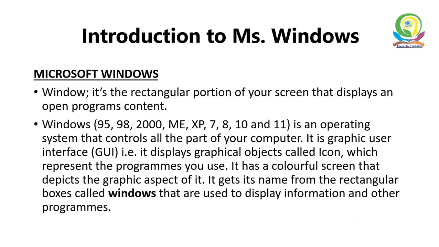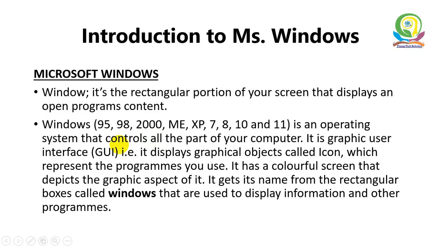So when it comes to Microsoft Windows, a window is the rectangular portion of your screen that displays an open program's content. Examples are Windows 95, 98, 2000, Millennium, XP, Windows 7, Windows 8, Windows 10, and Windows 11. All these are Windows operating systems. When I talk about the Windows operating system, it's an operating system that controls all the parts of your computer. It is a graphical user interface.